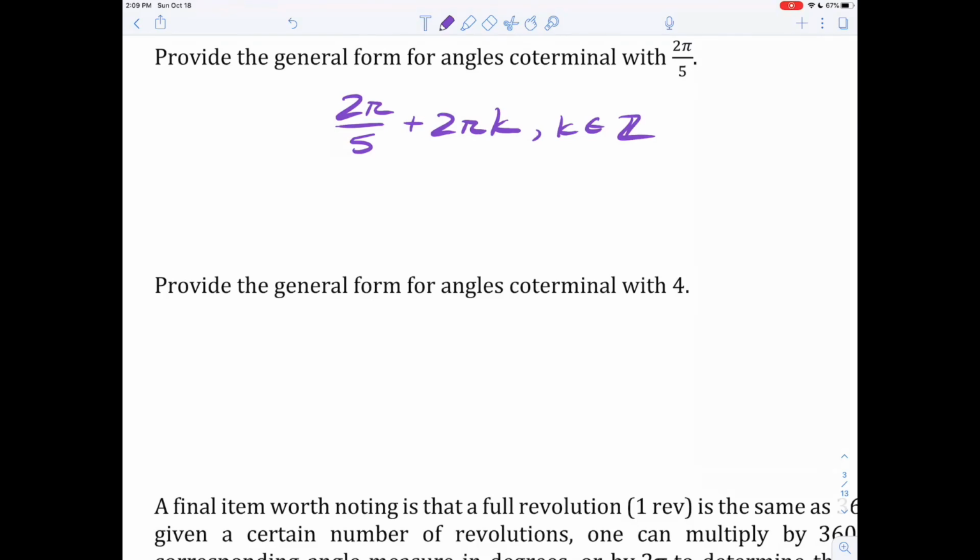And finally, this last one. Oh, is this degrees or radians? Degrees? Radians? I have no idea. Just kidding. Units aren't mentioned. There's no degree symbol here. This must be in radians. So just as the one above, we're going to add 2 pi k, where k is some integer.